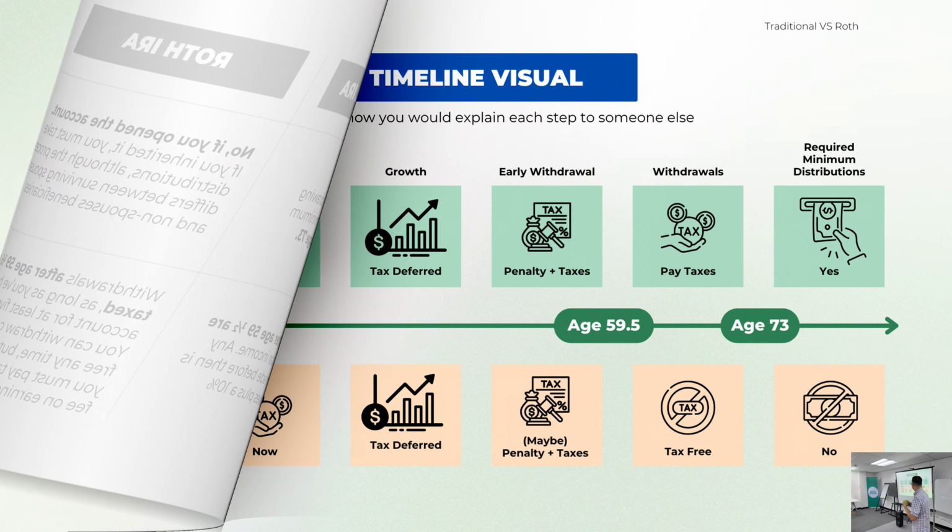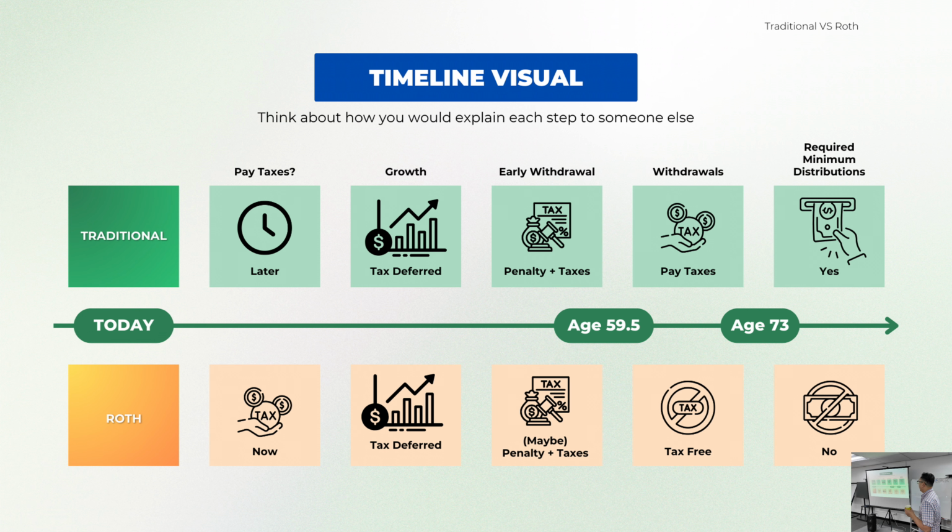Okay, so this is a good visual. I like to share this with clients just to explain the difference between traditional and Roth. This is a timeline right here. So this goes through, do you pay taxes now or pay taxes later? This talks about the growth, it's deferred, and then early withdrawal. So before age 59.5, what happens? And then when you withdraw after age 59.5, it's all tax-free or you pay taxes here. And then 73 is when you have to take the money out, but for Roth, you don't have to.